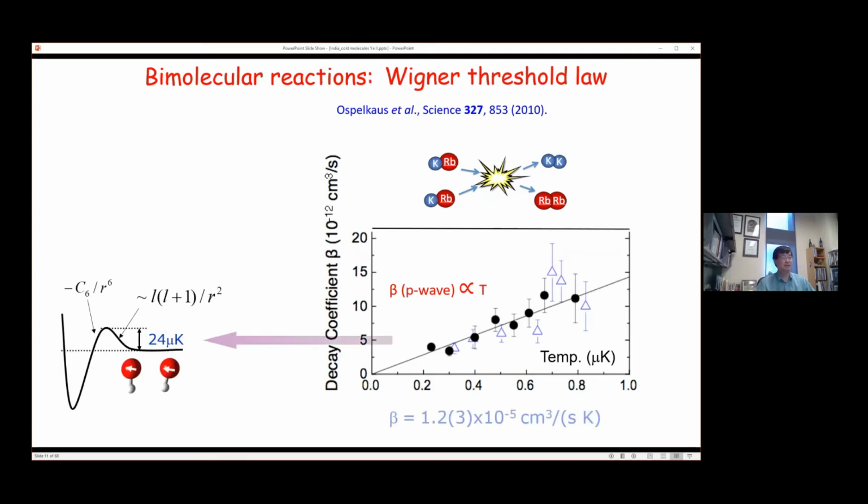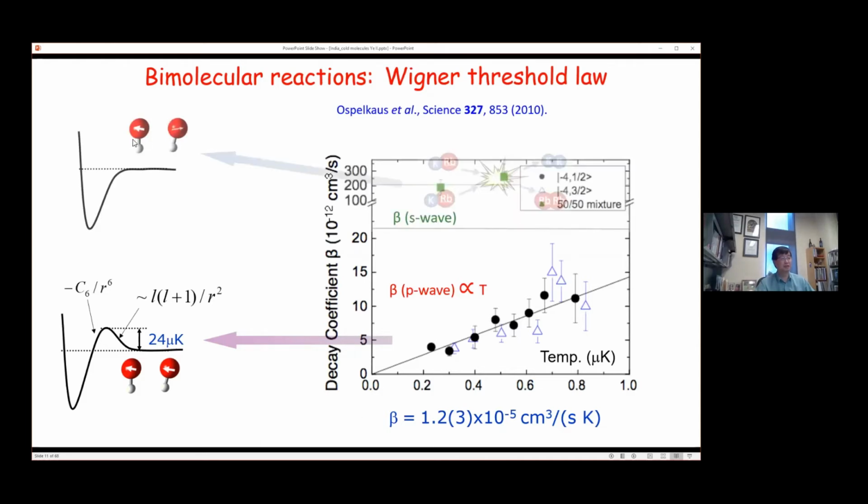On the other hand, as I described earlier, if you have angular momentum, you will have this so-called centrifugal barrier, and this is the 24 microkelvin centrifugal barrier we have. But if you flip a nuclear spin on one of the molecules such that they are distinguishable, then the rate coefficient goes up, as experimental measurements indicated by those green square points, indicating the so-called S-wave collisions where they don't have the P-wave barrier.